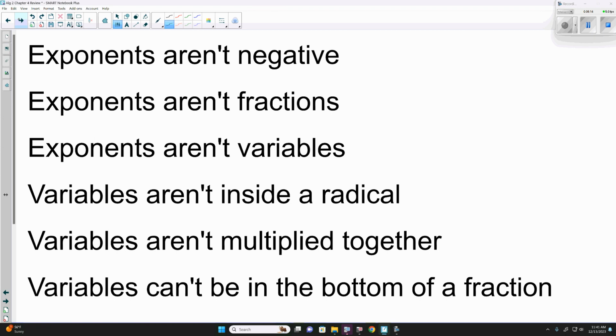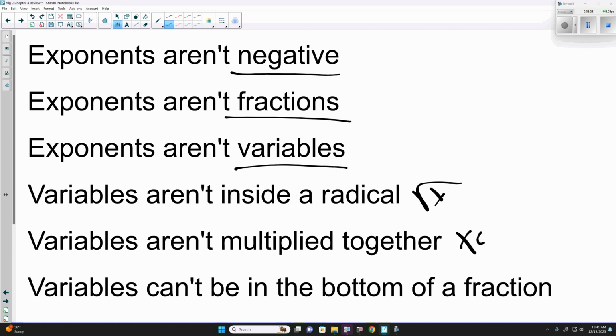So if it fails any of these, exponents cannot be what? Exponents aren't negative. They are not variables. Variables are not inside a radical. We can't have square root of x, cubed root of x. We cannot have x inside of a radical. We cannot have variables multiplied together, and variables cannot be in the bottom of a fraction. We can't have 1 over x or anything where x is in the bottom of the fraction.